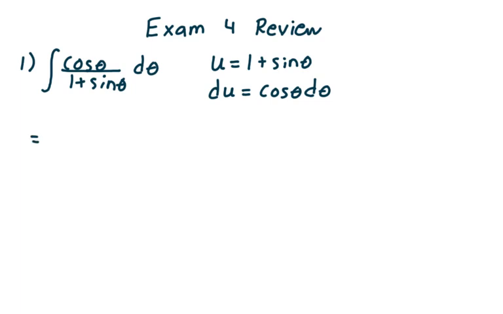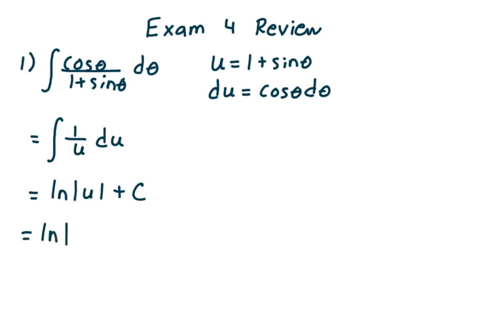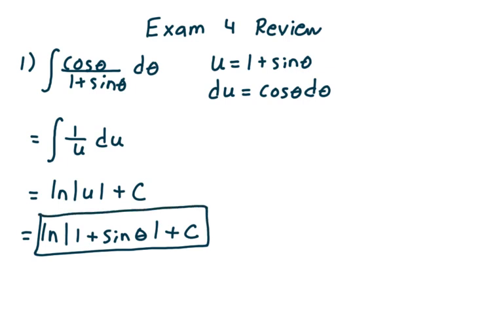And so we can write this as the integral of 1 over u du. But this is equal to natural log of the absolute value of u plus c. But u is 1 plus sine of theta. So this is natural log of the absolute value of 1 plus sine of theta plus c. And that's how you do problem number 1.